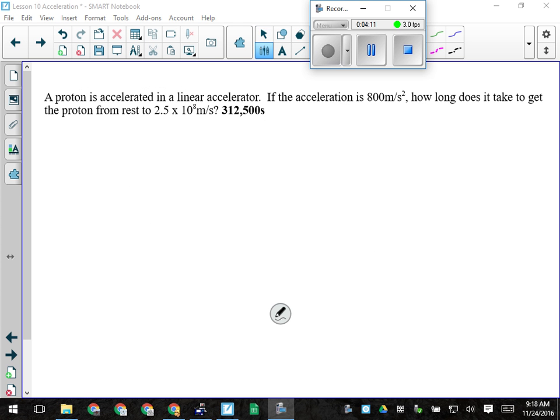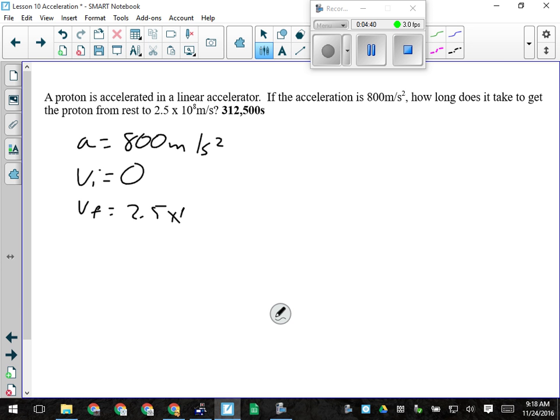All right, so it's accelerated in a linear accelerator like the Large Hadron Collider. That's a particle accelerator. The acceleration is 800 meters per second squared, which is huge, or as Trump would say, huge. How long does it take to get the proton from rest? VI is 0. You're going to hear that a lot over the next 4 years. Just get used to it. And it gets to a final velocity of 2.5 times 10 to the 8 meters per second. So I've got VI, VF, and A. I'm just looking for T.